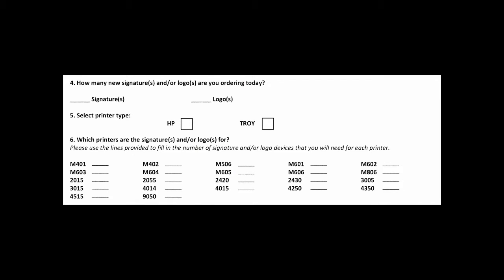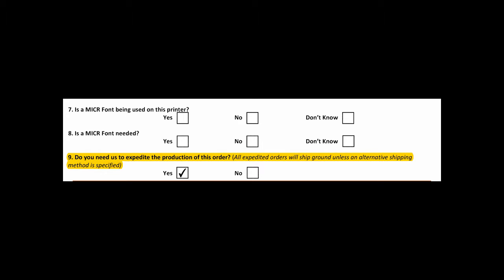Continue to proceed through page 2, selecting the number of signatures or logos you are ordering along with the printer model. If you would like to reduce the order processing time to 2 days, select yes on question number 9. There is a $250 upcharge for this service. All orders will ship ground unless an alternative shipping method is selected on page 5.